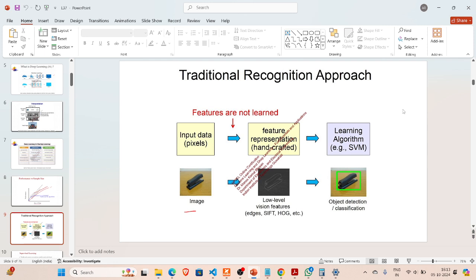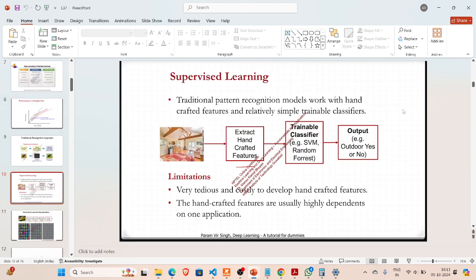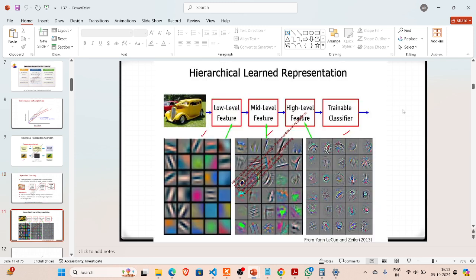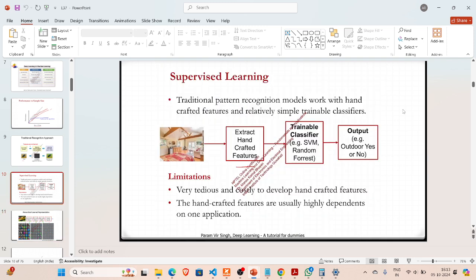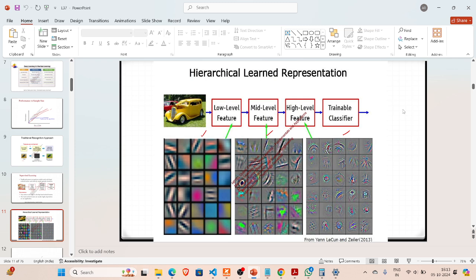So this is the traditional approach that is being represented, and next what we have is supervised learning, with SVM and random forest. These are very tedious and costly to develop, such handcrafted features, and these features change case by case.